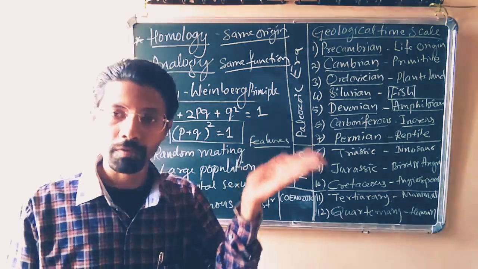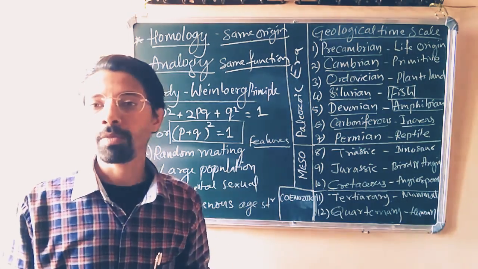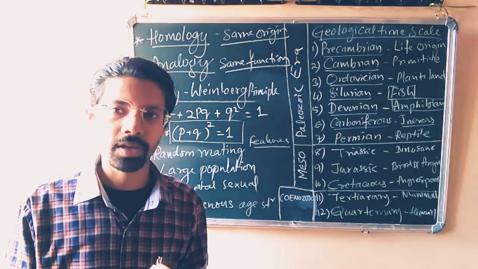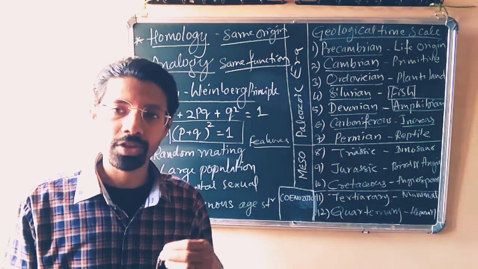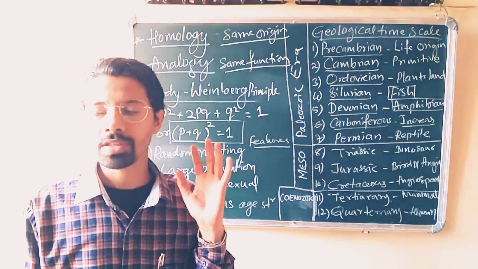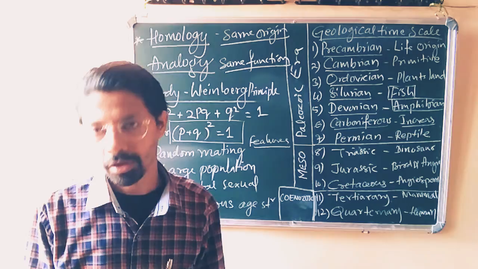It can be modified into a flipper, a wing, a patagium, or something else according to their living habitat. So organs which are similar in origin but different in function are said to be homologous organs, and the study of homologous organs, my dear students, is called homology.